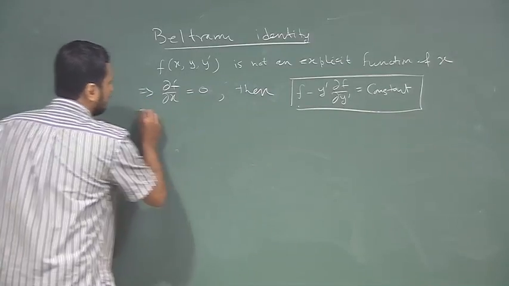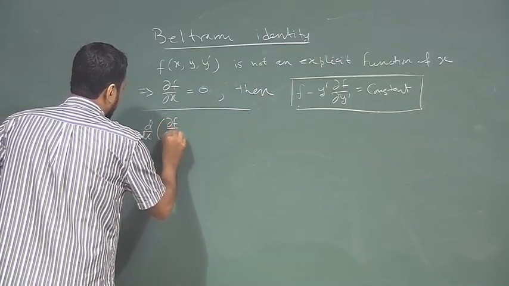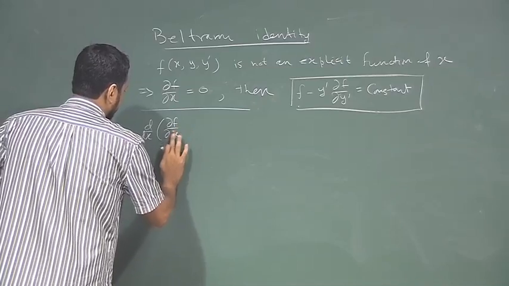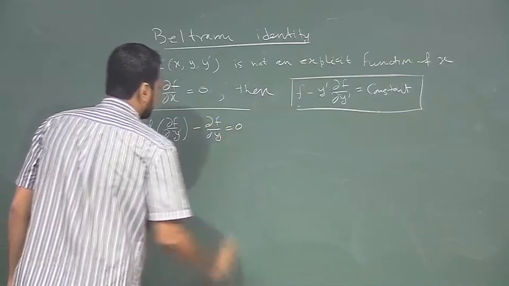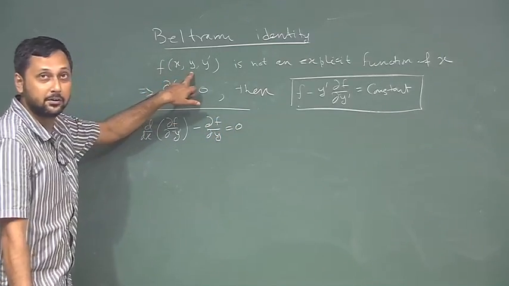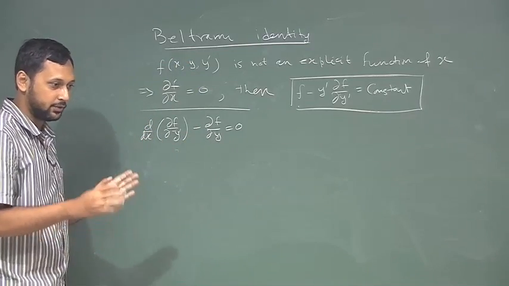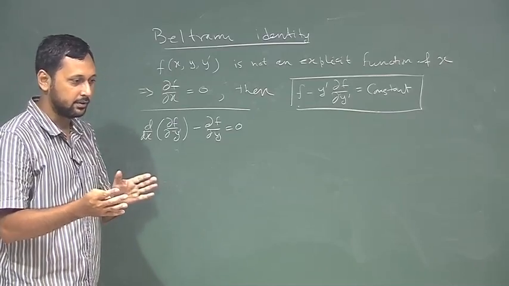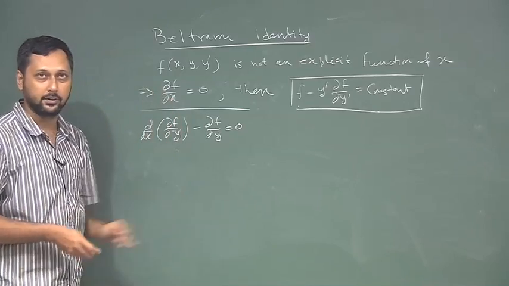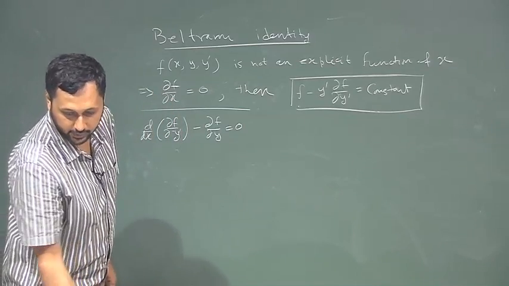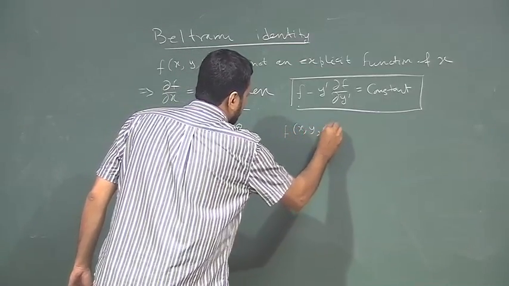To begin with, we have this equation: ∂f/∂x, d/dx of ∂f/∂y' minus ∂f/∂y is equal to 0. Please remember, this f is not any arbitrary function, but f is the function for which this equation is valid. This is the function which comes out as a stationary integral function. So, it is not true for any arbitrary function. And please remember that f is a function of x, y, y'.